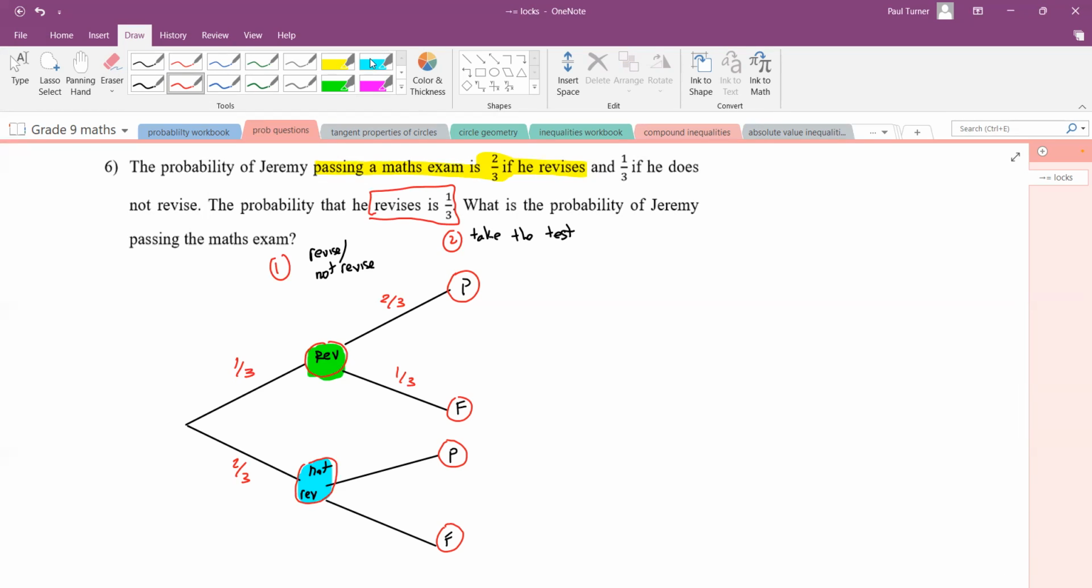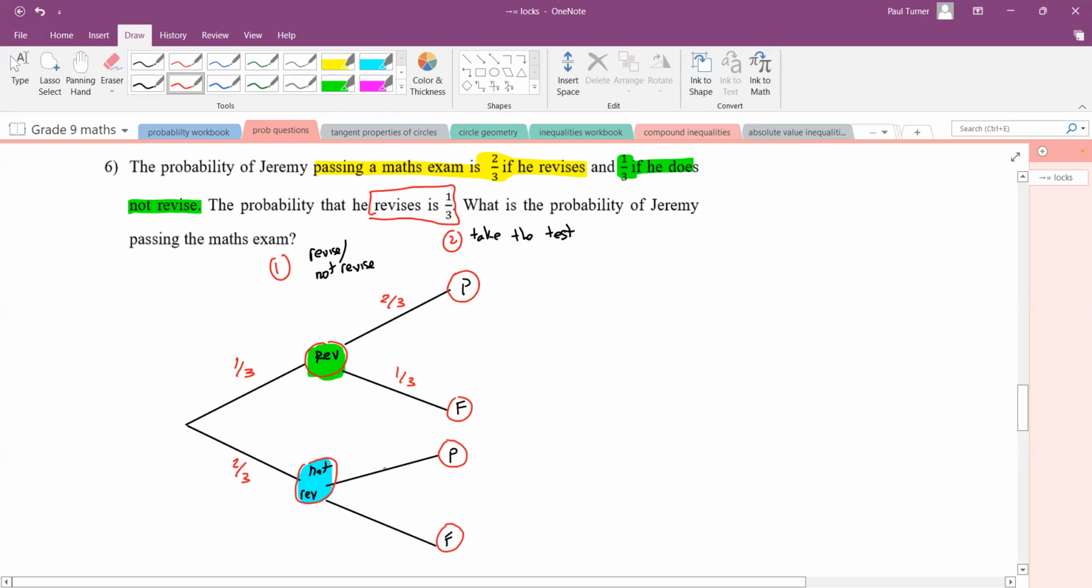So let's look at the question then. It says his chance of passing is 1/3 if he does not revise. Well, that makes some sense, doesn't it? So if you do revision, you're more likely to pass. So, and it's 1/3 if he does not revise. Let's see.